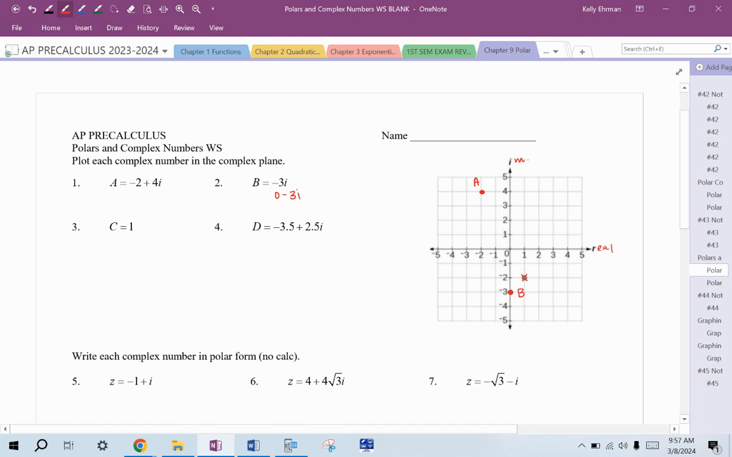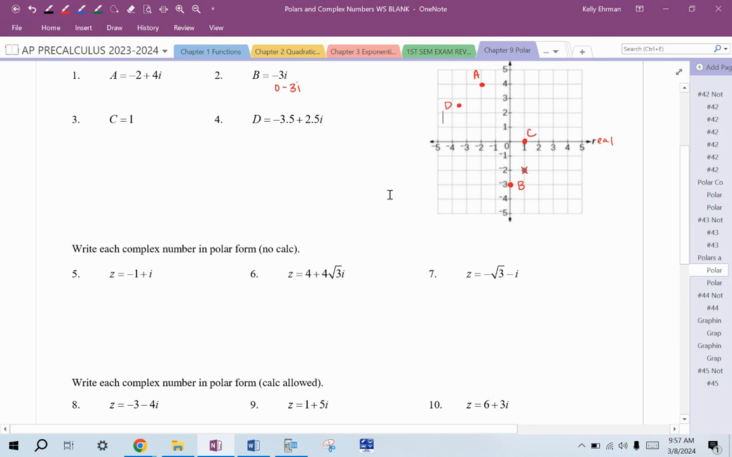If it's just a real number, then we only go 1 on the real number axis and 0 in the imaginary direction. So there's point C. And this last one is -3.5 and then up 2.5. Oops, up 2.5. So you'd be right here, and that's point D.